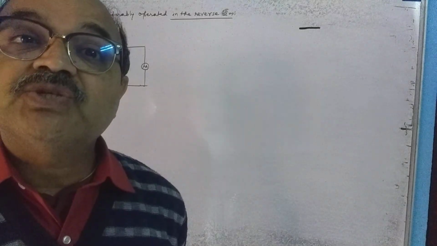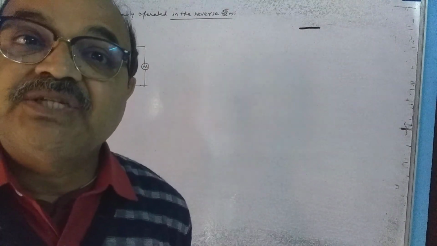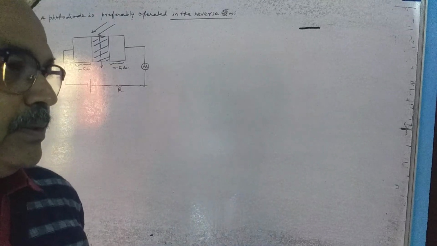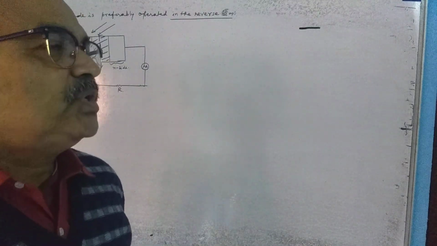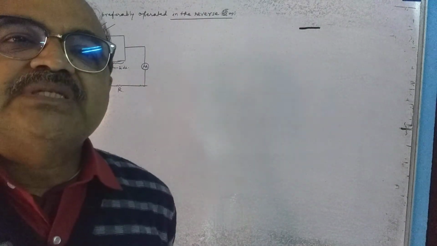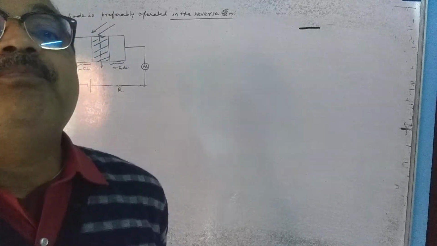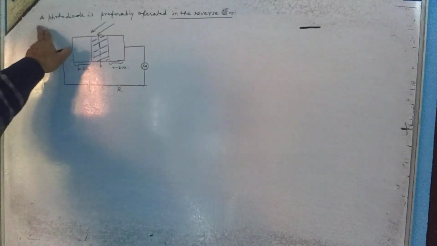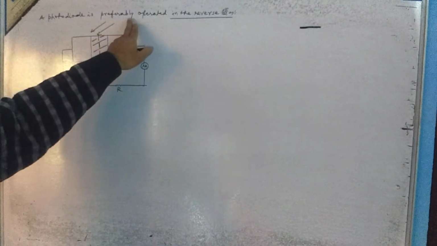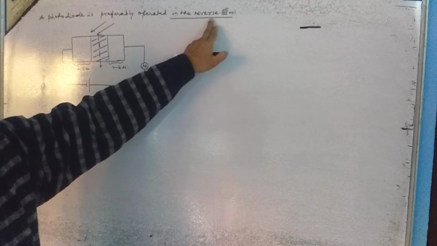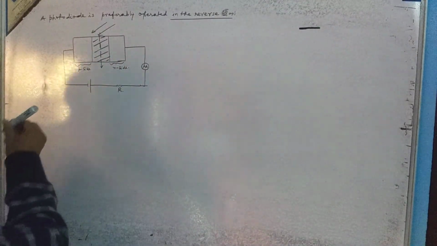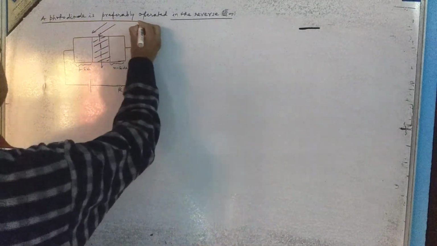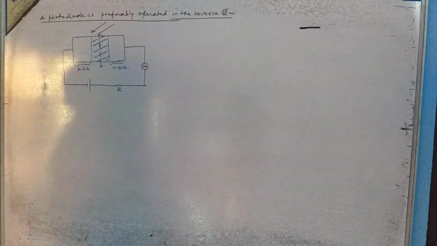Now the question has been asked in our board examination also many times: why is this diode connected in reverse bias? What is the purpose of it? I am going to answer that. A photodiode is preferably operated in reverse bias. This is our topic for discussion.